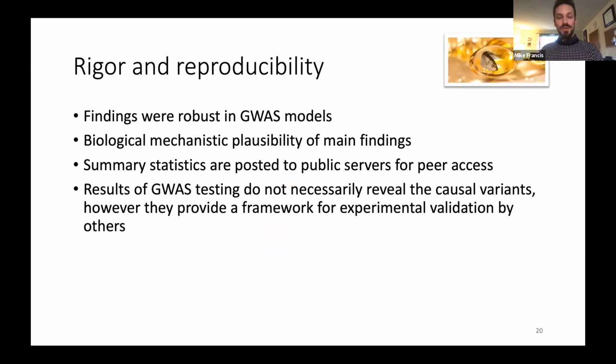And as far as rigor and reproducibility, our findings were robust, as I just showed. There's mechanistic plausibility of our main findings, and in all GWAS studies, you publish your summary statistics to public servers so everyone can see them. I'm not just making these numbers up. And it's important to note that the results of GWAS tests don't necessarily reveal the causal variant. What they do is provide a framework for experimental validation in future studies.